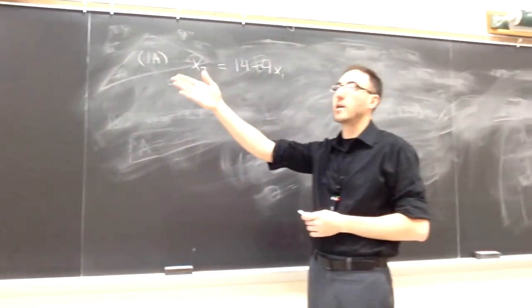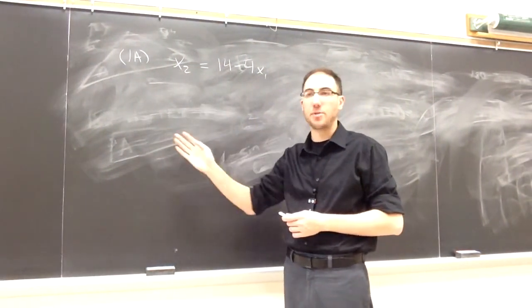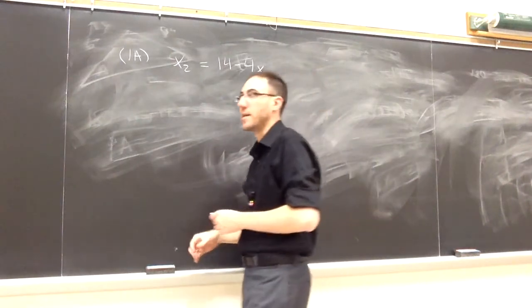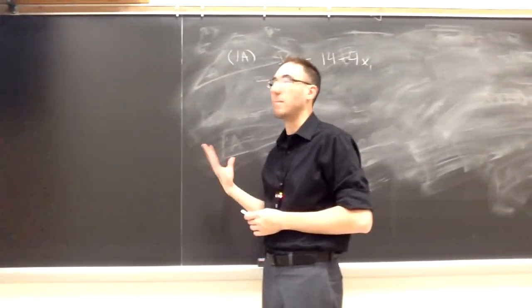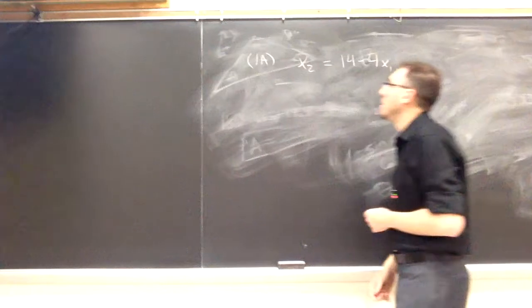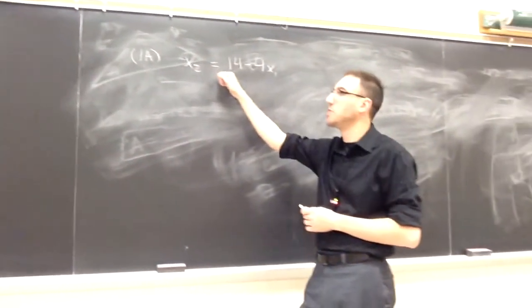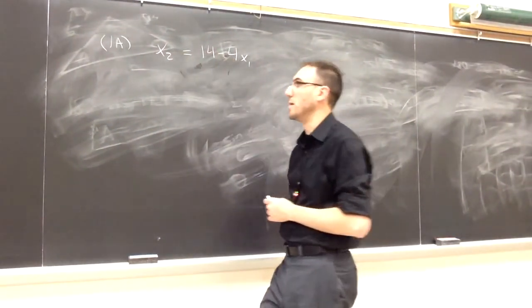Or I could have used my second equation, I could have isolated x1 and x2 there. There's a lot of options for this. This is only one way, and I think the most straightforward way. So what this does is I now have an expression for x2 in terms of x1.